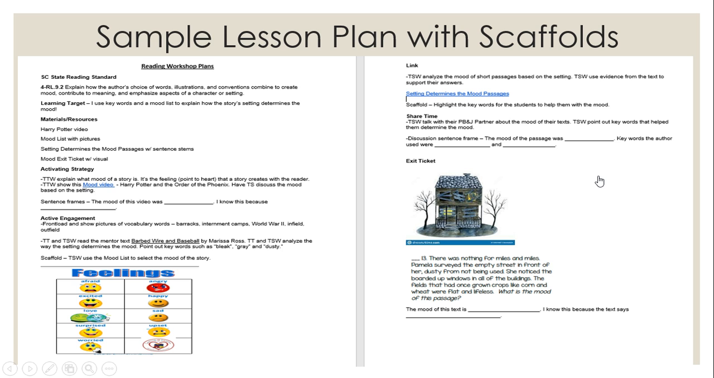For the exit ticket, there's a sample passage with a picture, and then they have to again identify the mood using the keywords. I know this because in the text it says, and being able to point out in the text. And for this example, in the text, you see the words dusty, boarded up windows, flat and lifeless. What is the mood? And of course, one of the selections that they could choose is maybe it's a sad mood, or it could be, let's see, I'm looking at the list, an afraid mood.